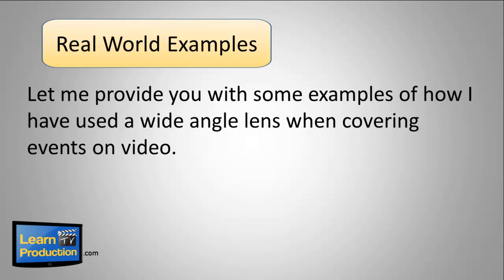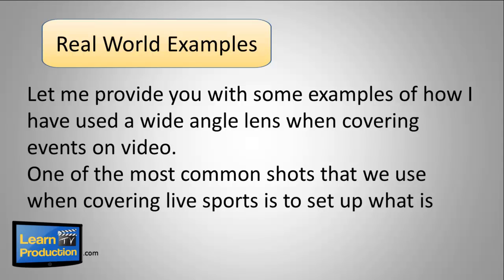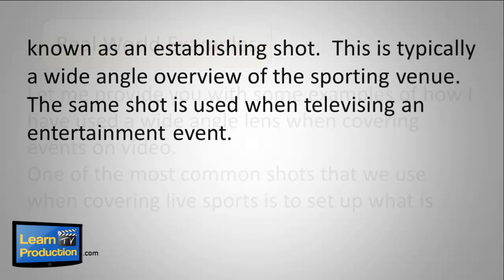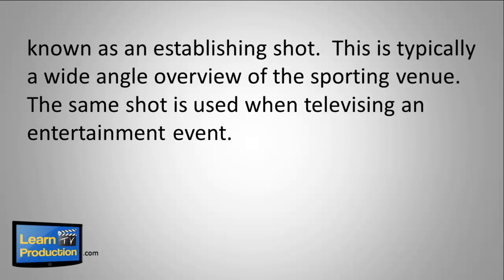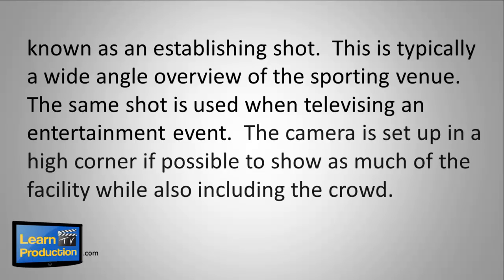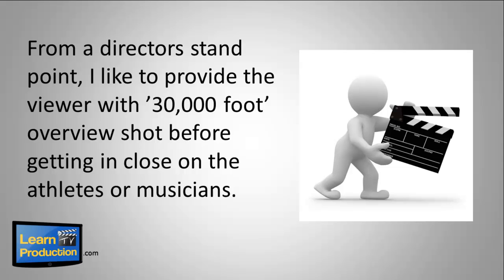Now let me provide you with some examples of how I use a wide-angle lens when covering events on video. One of the most common shots that we use when covering live sports is to set up what's known as the establishing shot. This is typically a wide-angle overview of the entire venue. The same shot's used when televising an entertainment or musical event. The camera is set up in a high corner if possible to show as much of the facility while also including the crowd. From a director's standpoint, I like to provide the viewer with that 30,000-foot overview shot before getting in close on the athletes or musicians.